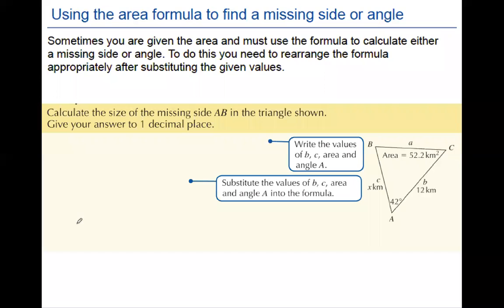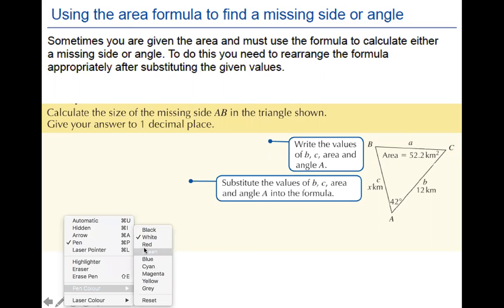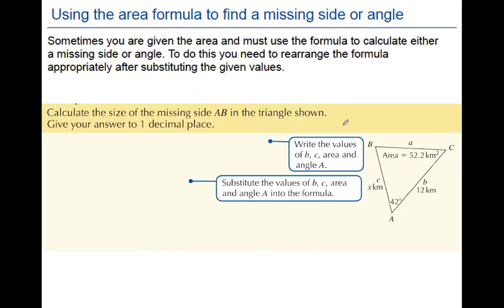Let's have a look here. Sometimes you're given the area and you must use the formula to calculate either a missing side or an angle. So in this case here, what do we have? We have area given to us already. Instead of calculating it, we've been given the area. I've got the angle, I've got one side and I've been asked to find the other side.